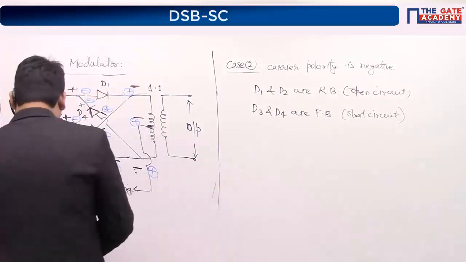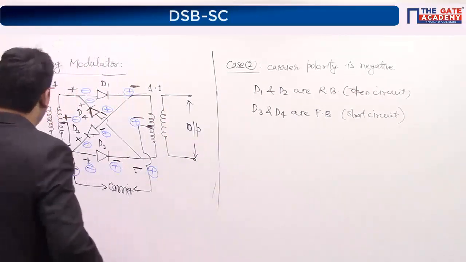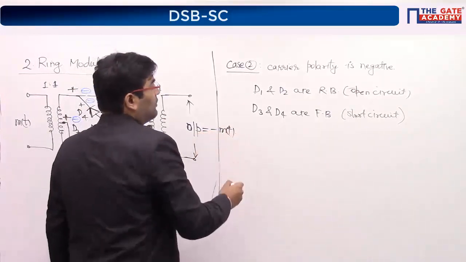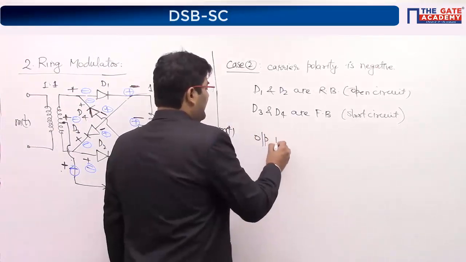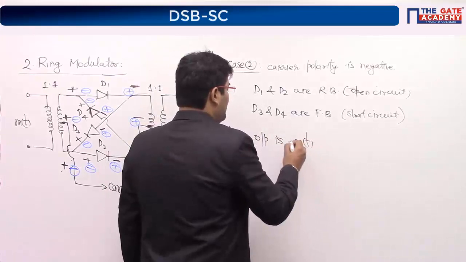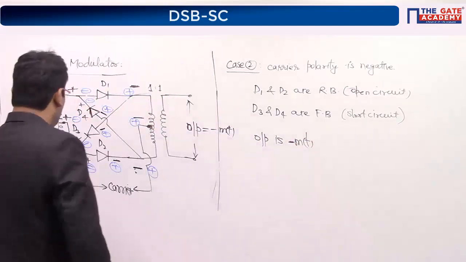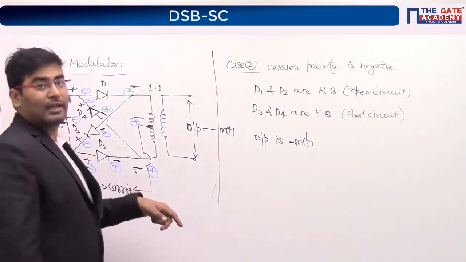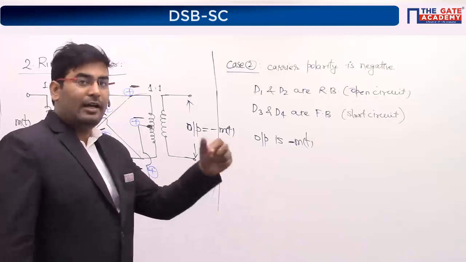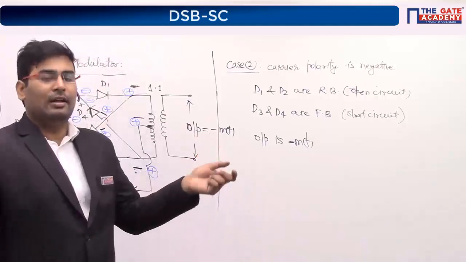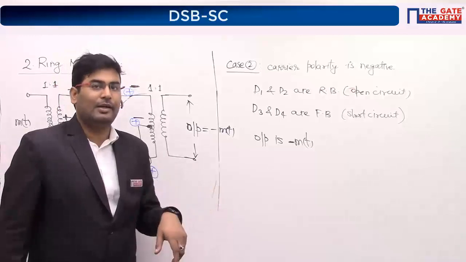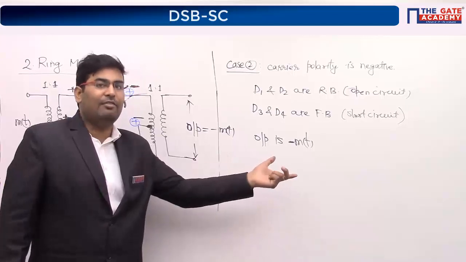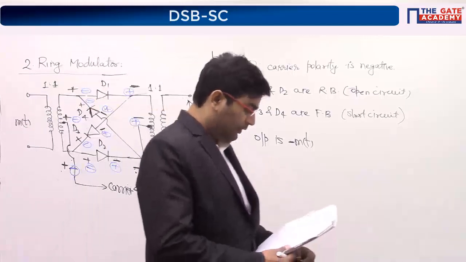So the output here, if the input is m(t), this time it will become minus m(t). So I'm talking about when the input is m(t), the output has changed this time. It has become minus m(t). Earlier it was m(t), now it is minus m(t) when the input is still m(t). Don't tell me later, sir, if I input minus m(t), then what will happen? Then accordingly it will also change. So don't worry. Okay? Now the diagram.